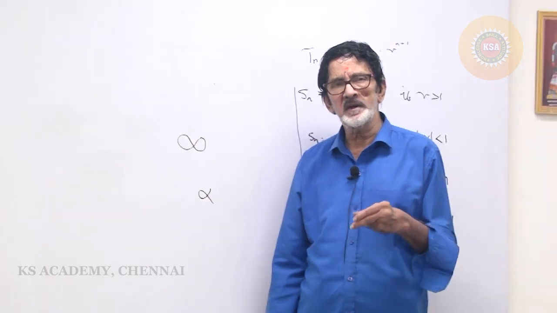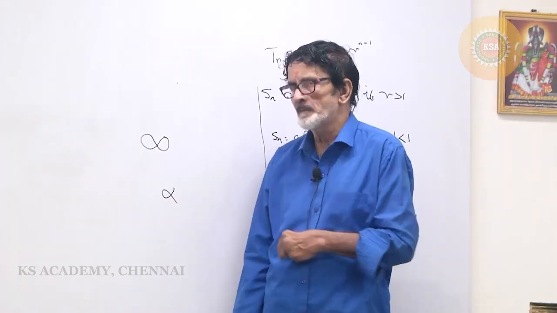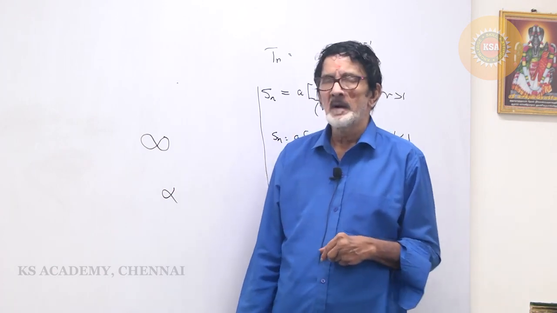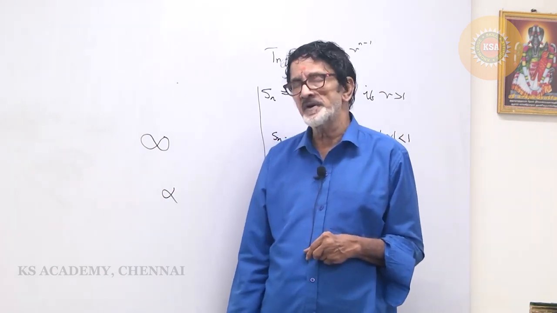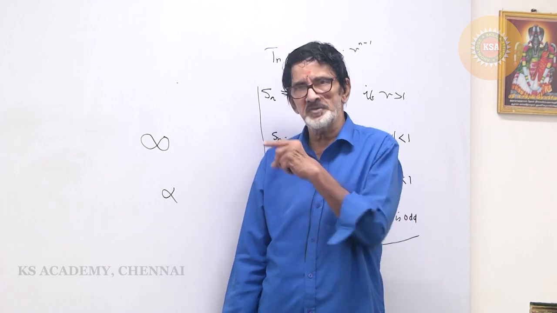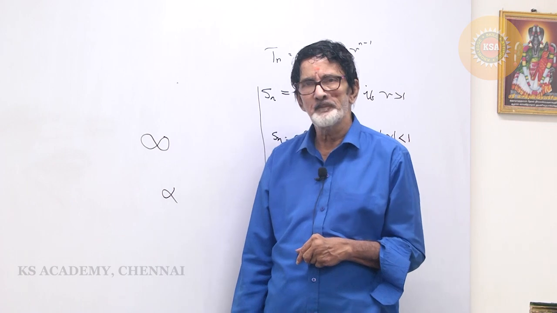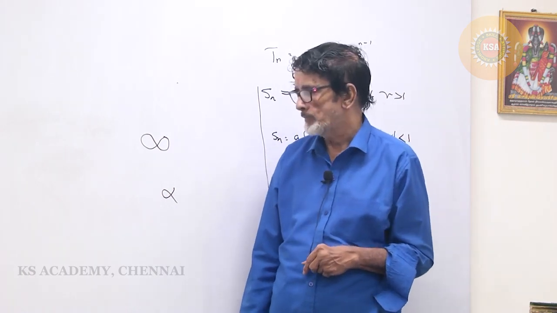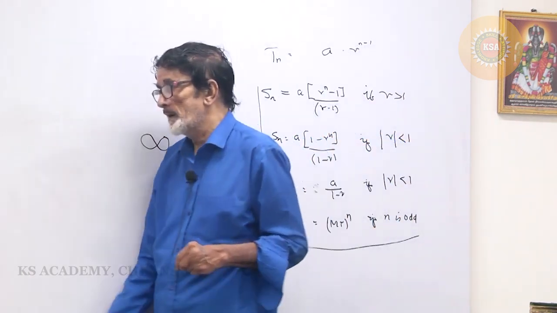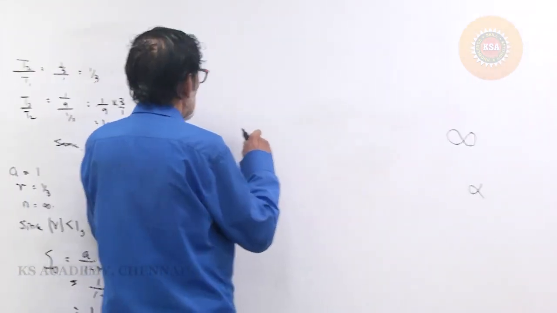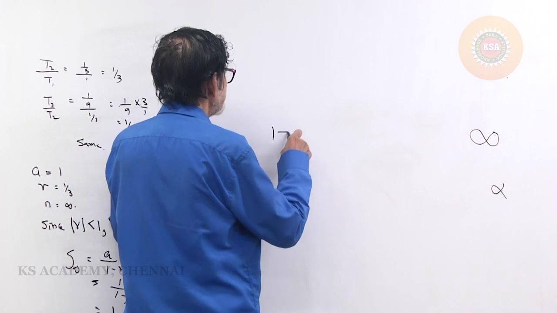For infinite terms, the formula is given, S infinity. Mention the geometric series: T2 by T1 should be equal to T3 by T2. If they say GP, this should be equal. If it is equal, GP is confirmed. Try to understand; it is not necessary for your level, but it is easy to understand.